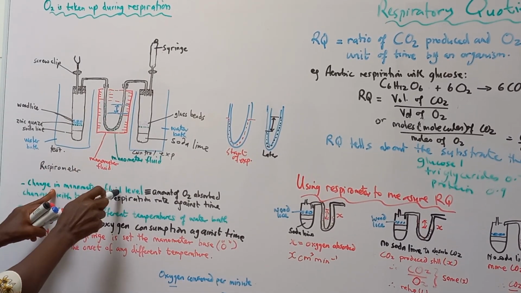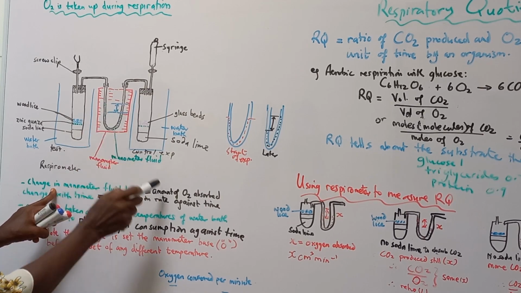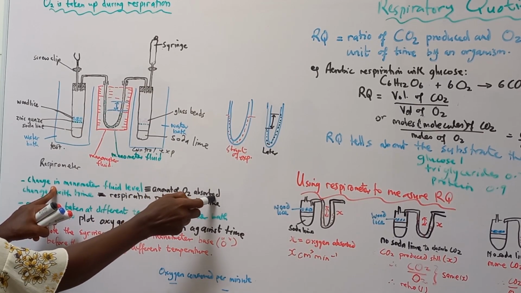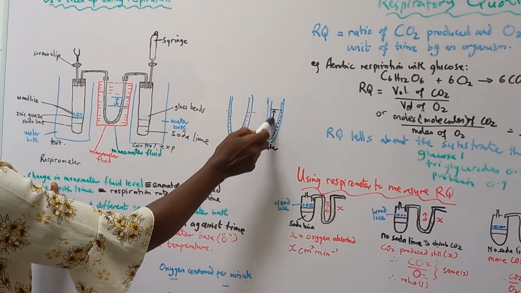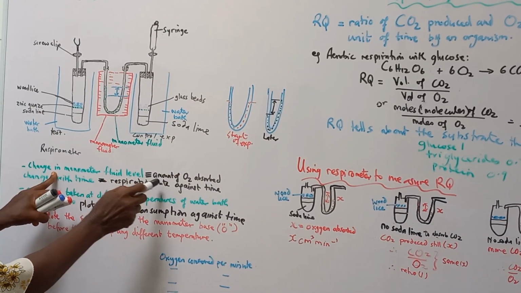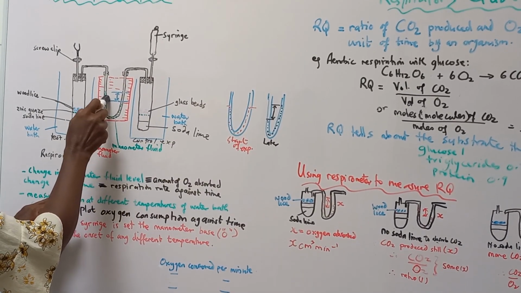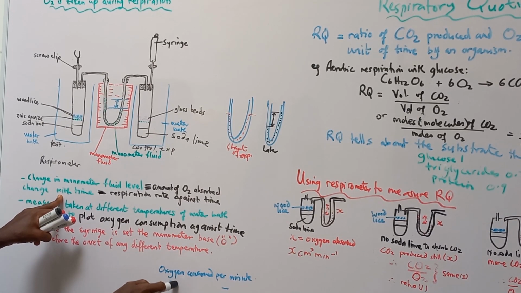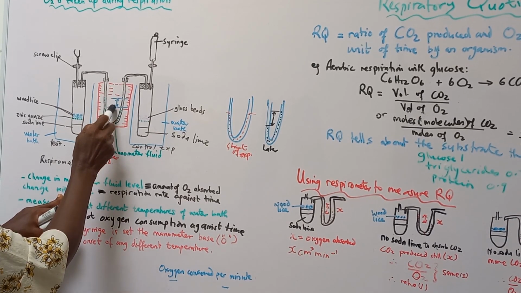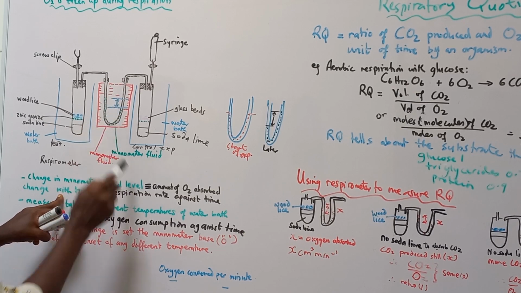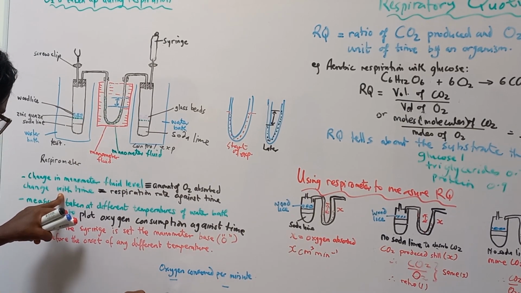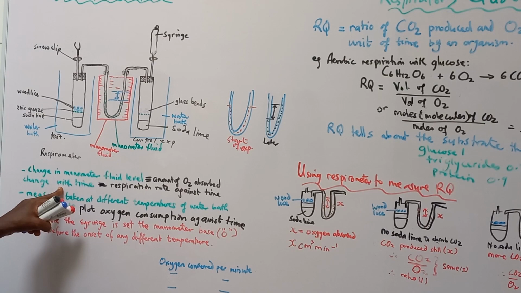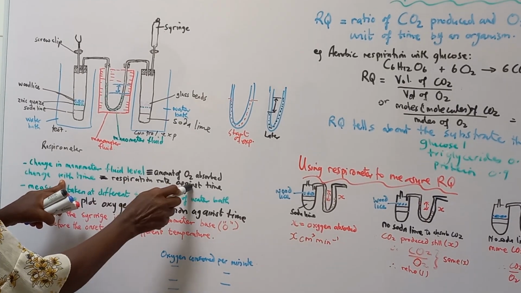So change in the fluid level corresponds to the amount of oxygen absorbed. If the change is monitored with time, say every 1 minute, the amount of oxygen consumed, which is equivalent to the change of levels here, is plotted every minute, and we can have a graph of respiration against time.